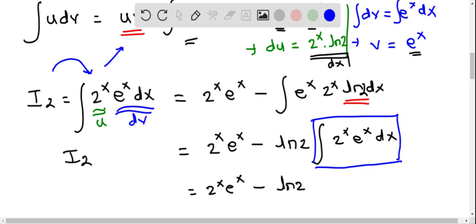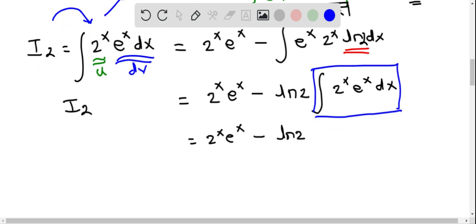As you can see from here, I2 is basically the integral of 2^x e^x dx. So I can simply replace this with I2. So we have natural logarithm of 2 multiplied with I2, and this side we already have I2.